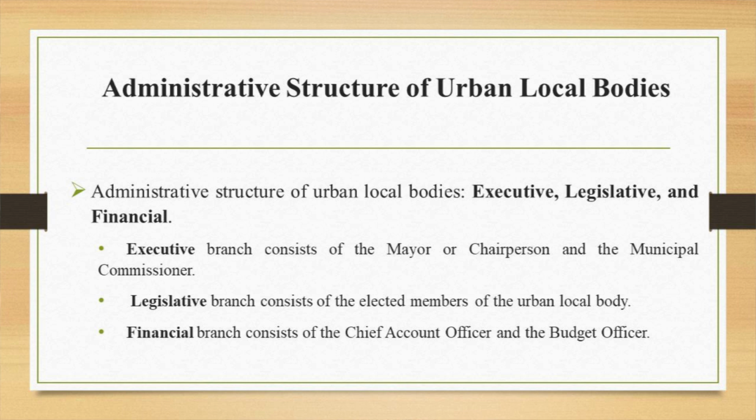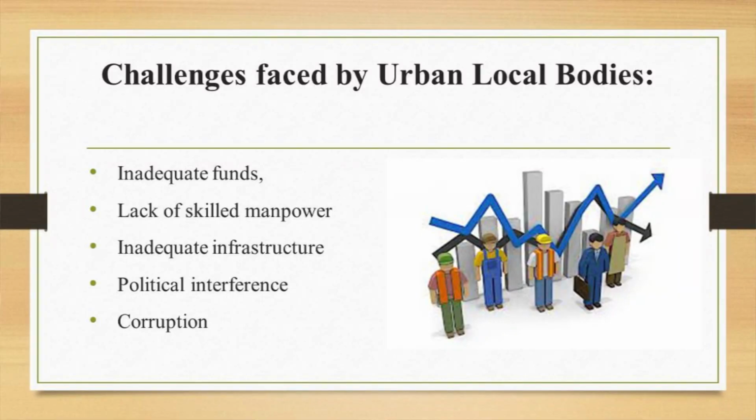Legislative branch consists of elected members of the urban local body, whereas financial branch consists of chief account officer or budget officers. Challenges faced by urban local bodies include inadequate funds, lack of skilled manpower, inadequate infrastructure, political interference and corruption, which are considered to be the important challenges faced by urban local bodies in India.